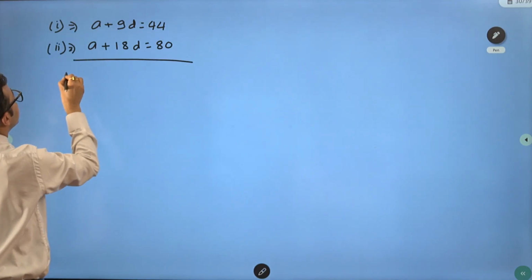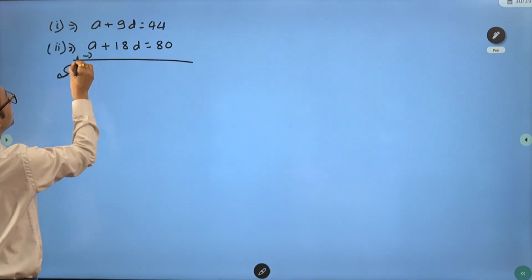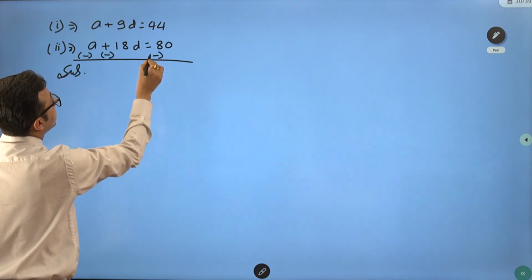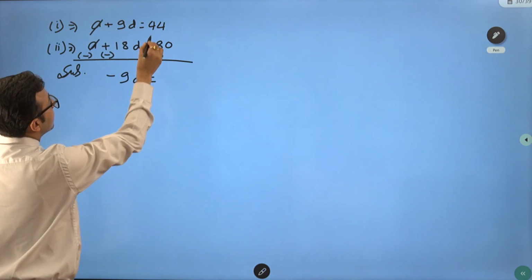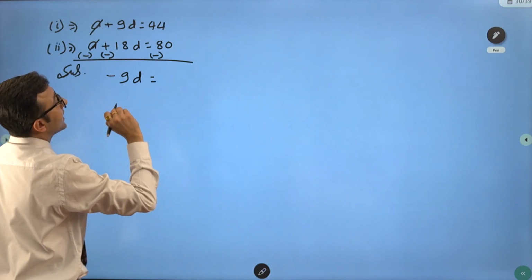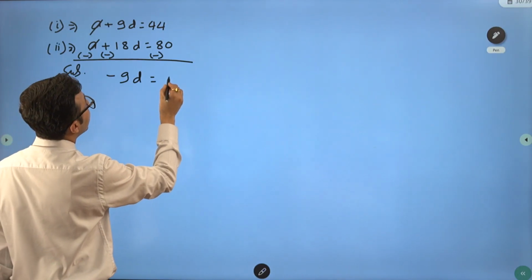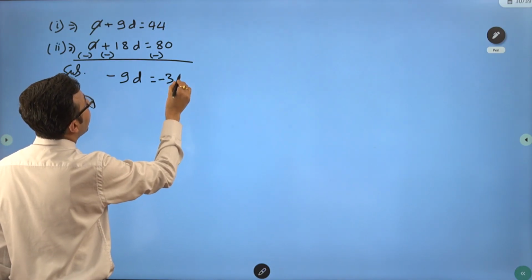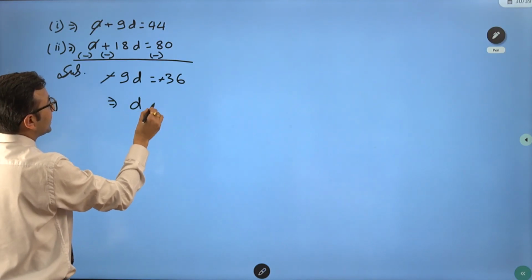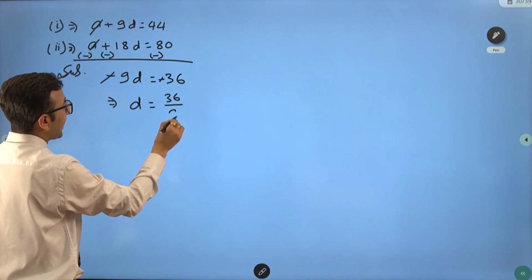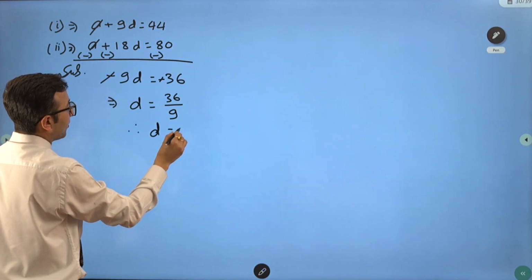So if you use subtraction, A will be removed. Change the sign. 9 minus 18 is minus 9, D is equal to 44 minus 80, or 80 minus 44, it will be minus 36. Minus minus will be removed. It implies D is equal to 36 divided by 9. So we have the common difference is 4.